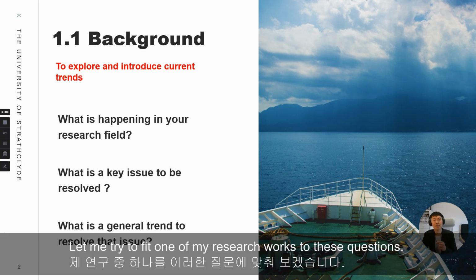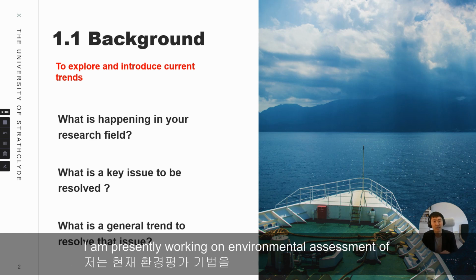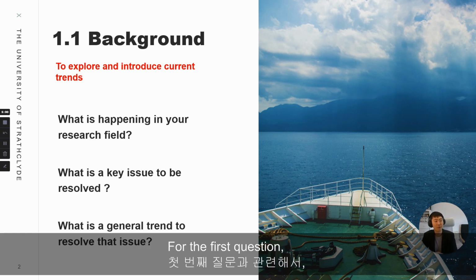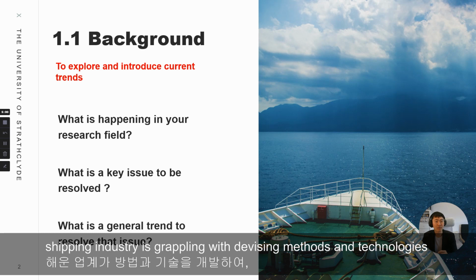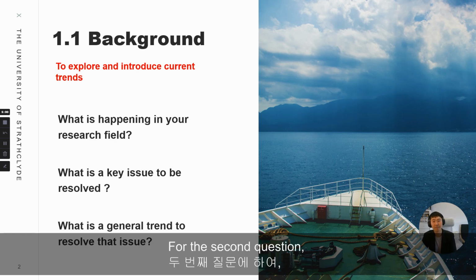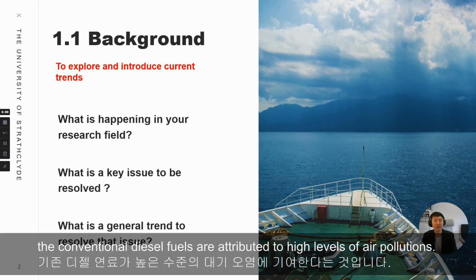Just let me try to fit one of my research works to these questions. I'm presently working on environmental assessments of renewable energy sources for marine vessels. For the first question, I'd like to say that the shipping industry is grappling with devising methods and technologies to achieve zero-emission shipping by 2050.